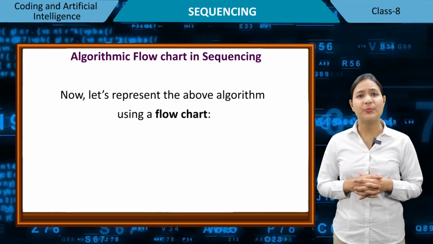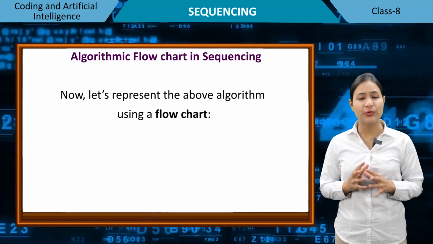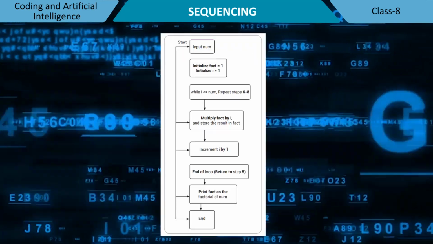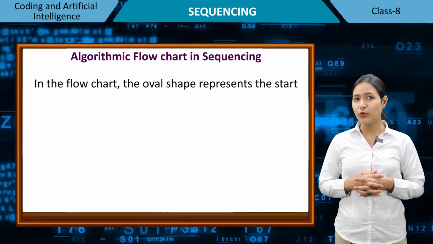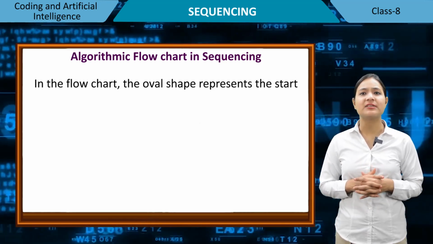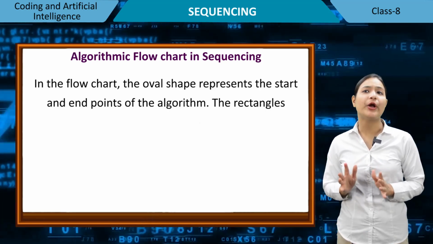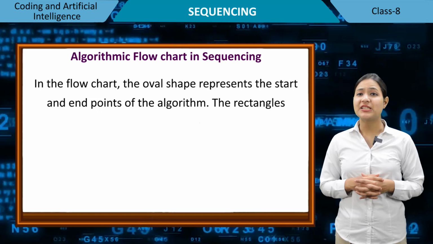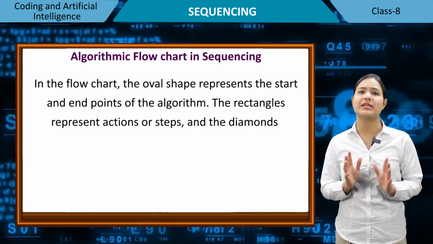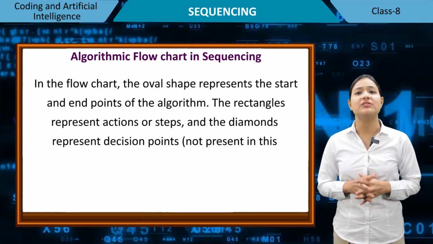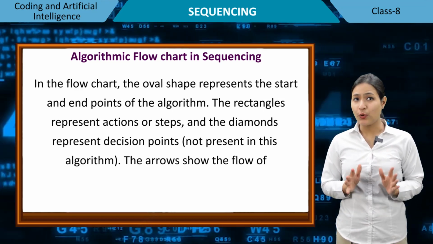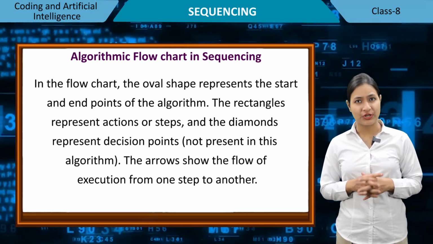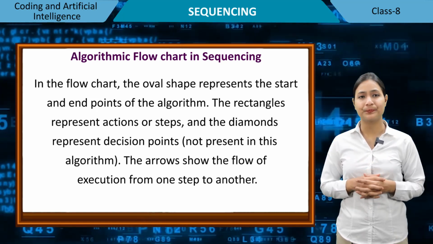Now, let's represent the above algorithm using a flowchart. In the flowchart, the oval shape represents the start and end point of the algorithm. The rectangle represents actions or steps, and the diamonds represent decision points, not present in this algorithm. The arrows show the flow of execution from one step to another.